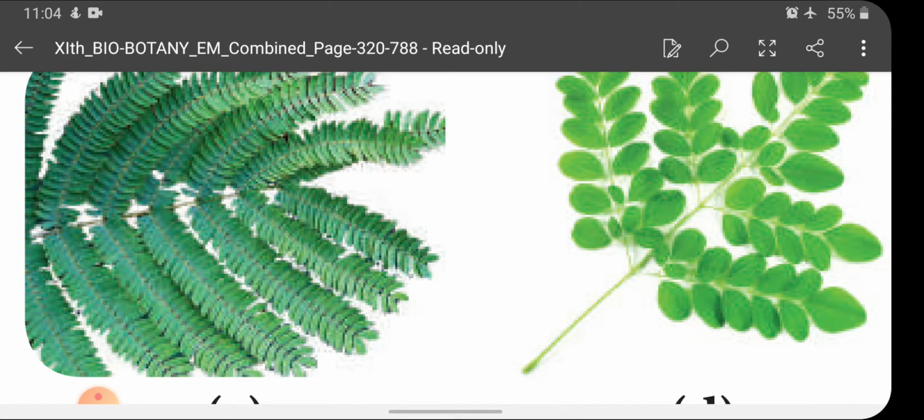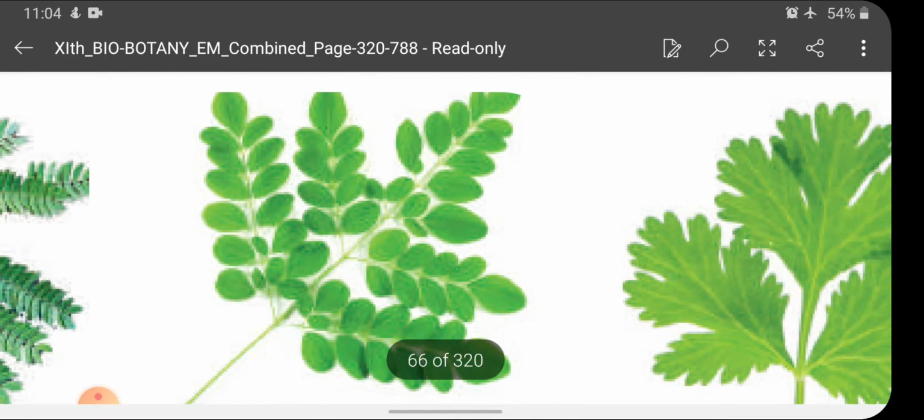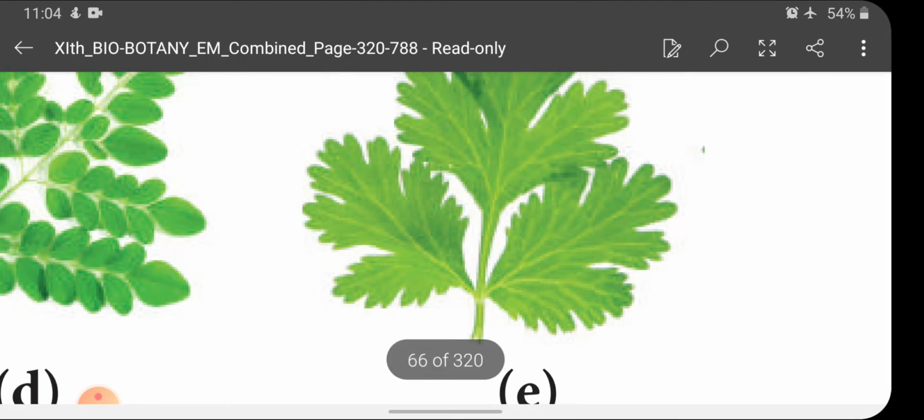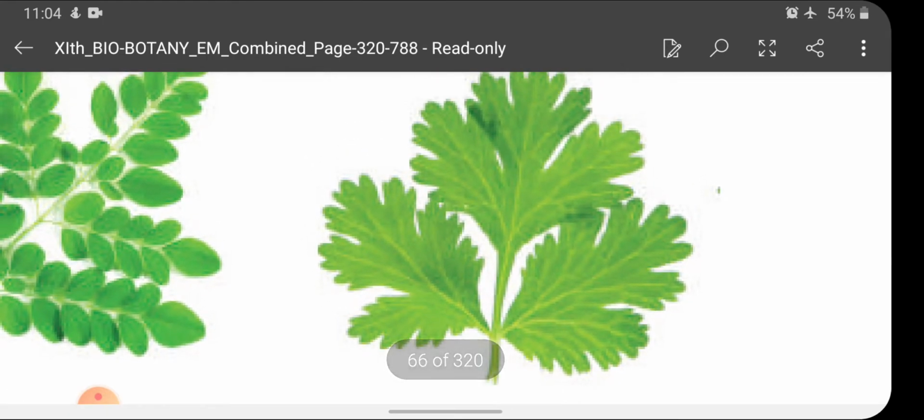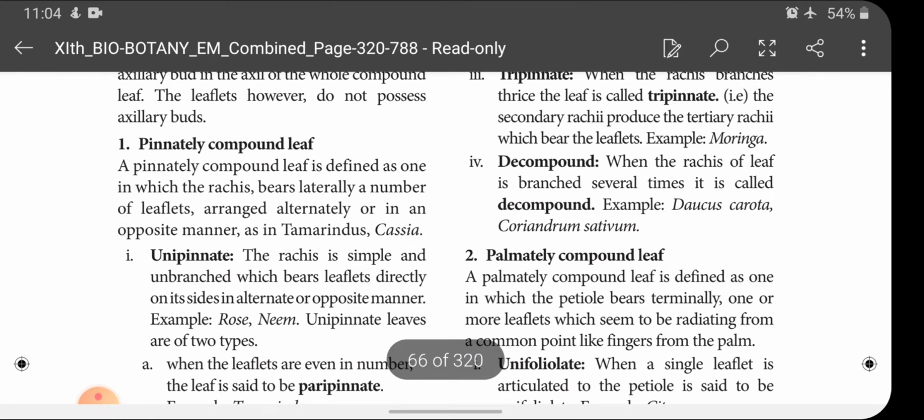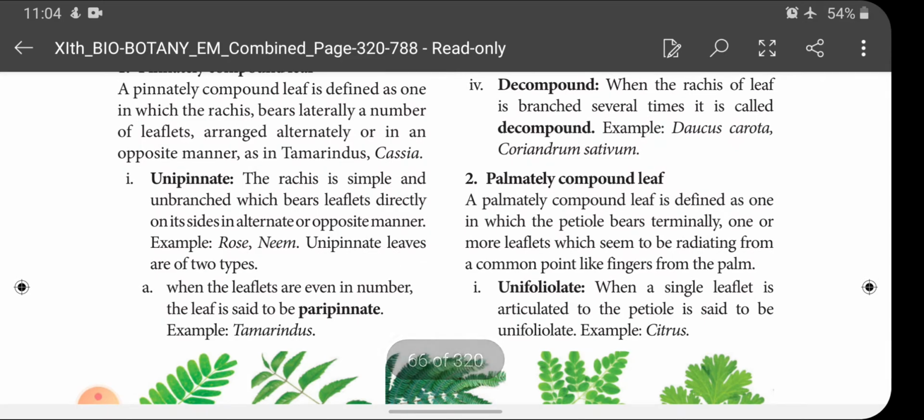Okay, this is bipinnate. And tripinnate, so from the primary rachis, secondary rachi are present. From the secondary rachi, tertiary rachis will be present, and this is called what? Tripinnate. And this is called what? Decompound. That is, leaves are divided into many branches. Example: Coriandrum. And this is called what? Decompound leaf. Okay. So far we have discussed pinnately compound leaves.